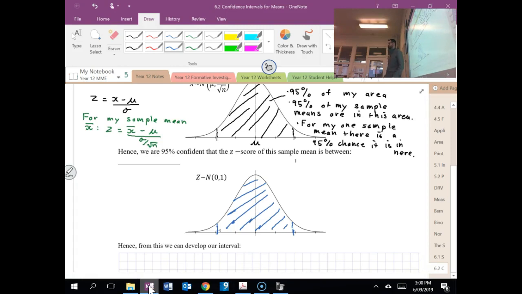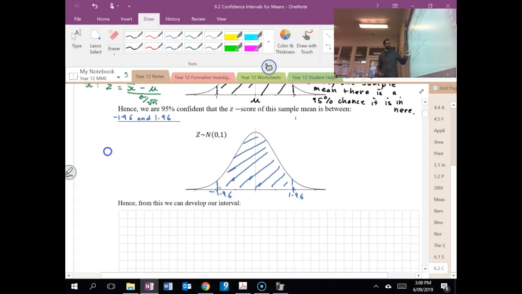And negative 1.96 on the left, 1.96 on the right. Yep. So we're 95% confident that our Z score of the sample mean is between negative 1.96 and 1.96.